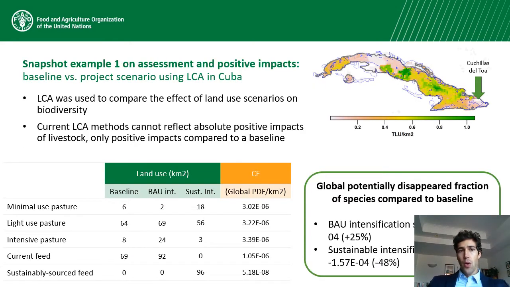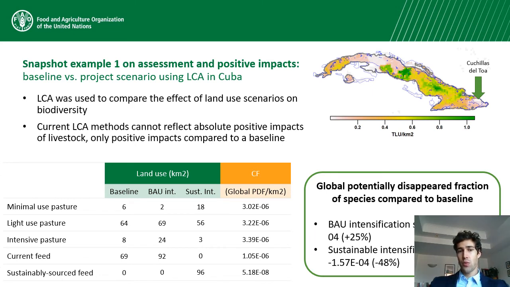I would like to give you a few more concrete but very brief examples on biodiversity assessment and positive impact. The first one is on LCA, and it's about a very preliminary assessment of a project in a protected area in Cuba, Cuchillas del Toa. And it compares a baseline situation with 2 scenarios. You see that the metrics that underlines this baseline situation and the scenarios is those inventory data, so just land use. In the baseline, there are some pastures in the protected areas.